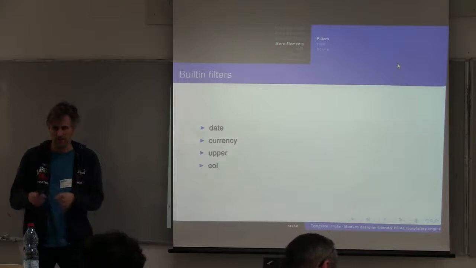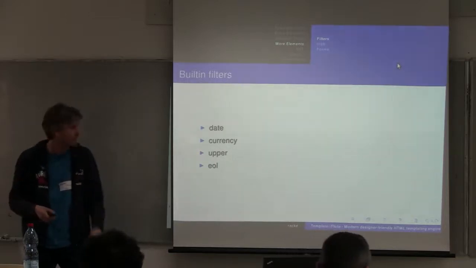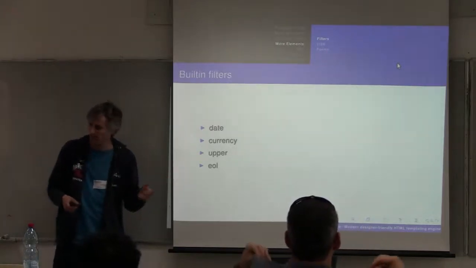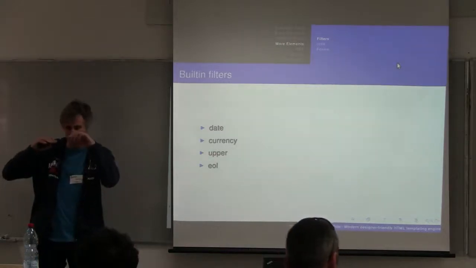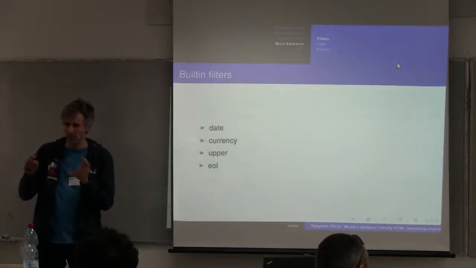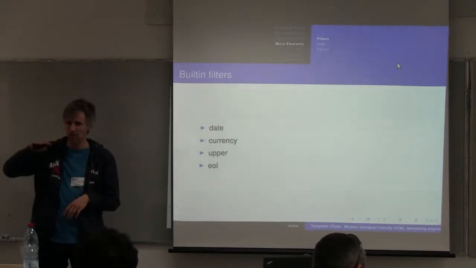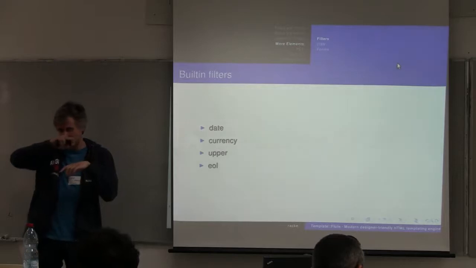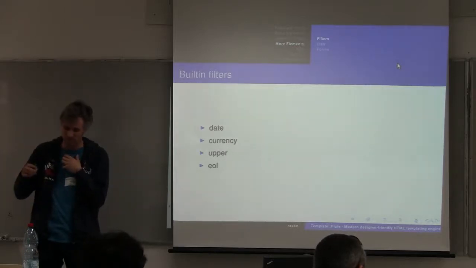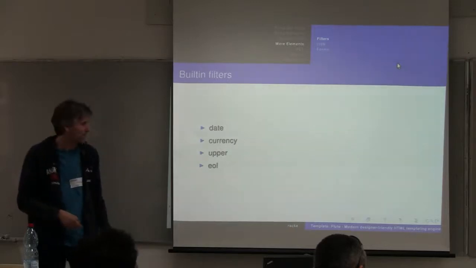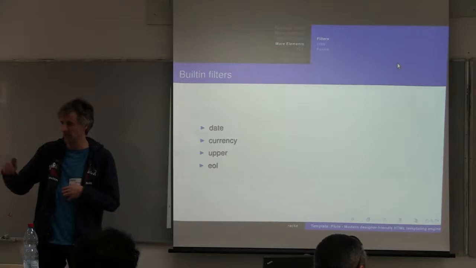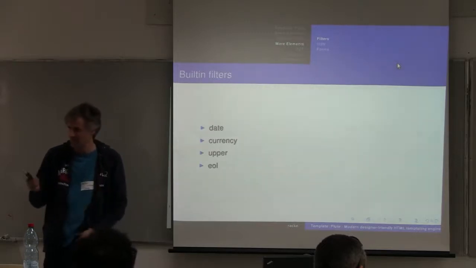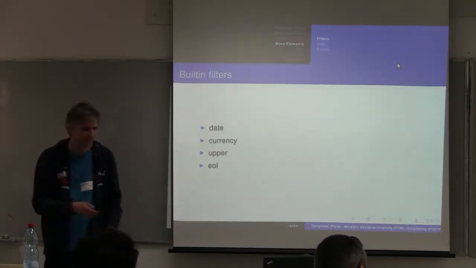So I have a date filter that just takes the date from the database and formats it nicely. Currency upper just puts uppercase, and the last one is kind of an interesting thing, because sometimes you have input for text and the user puts in something like an address, which has multiple lines. If you put that inside an HTML page, it would just show up in one line, which you don't want because it looks bad. And this filter just adds the BR tags, so it shows up nicely. And this filter really messes around with my tree.